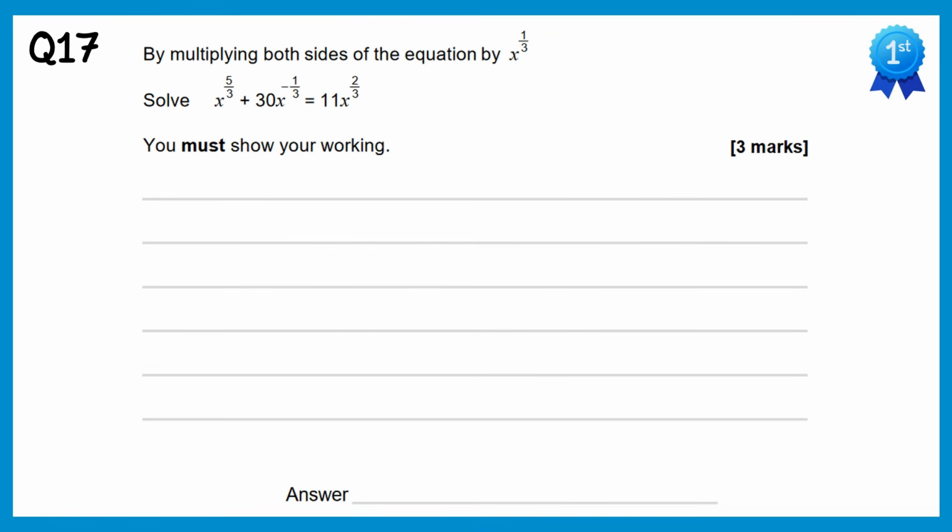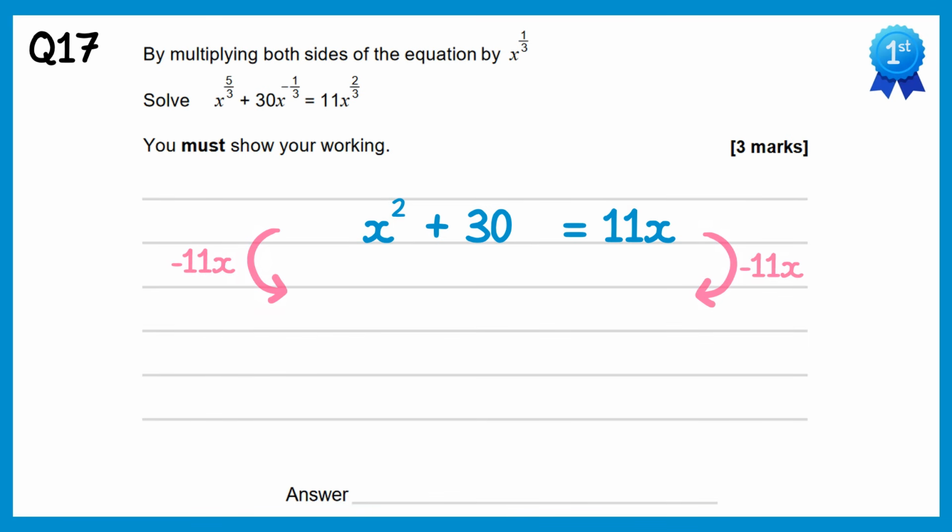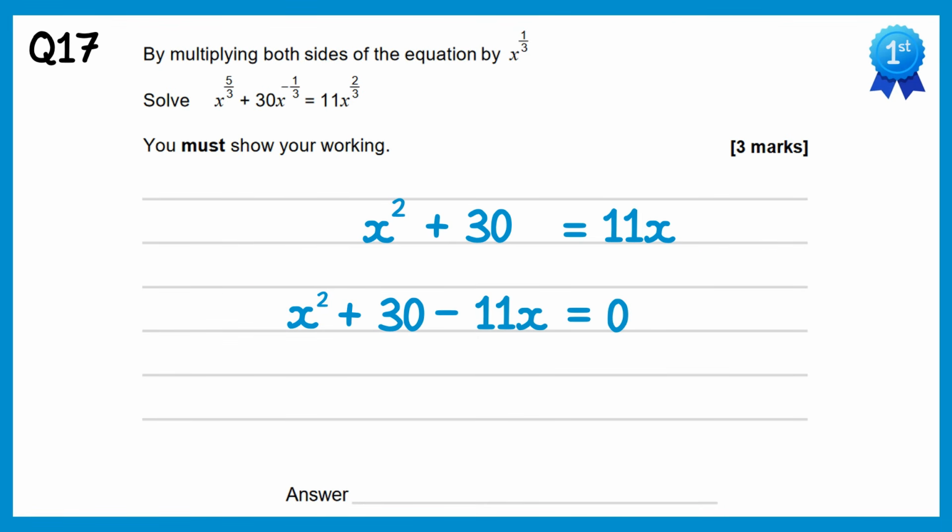In this question, we're also multiplying by x to the 1/3, so we'll do the same thing. We end up with x to the power 6 over 3 plus 30x to the 0 equals 11x to the 3 over 3. 6 over 3 is 2, x to the 0 is just 1, and 3 over 3 is 1, but we don't write that 1. Now we subtract 11x from both sides, we'll get x squared plus 30 minus 11x equals 0, and we'll switch the order around, and here's a quadratic.